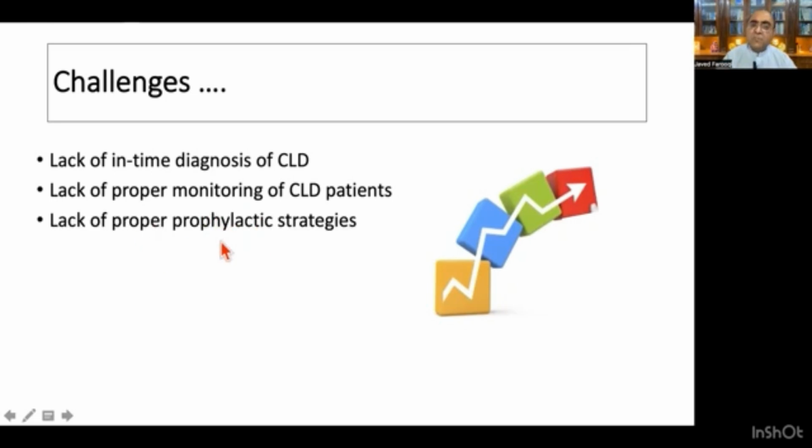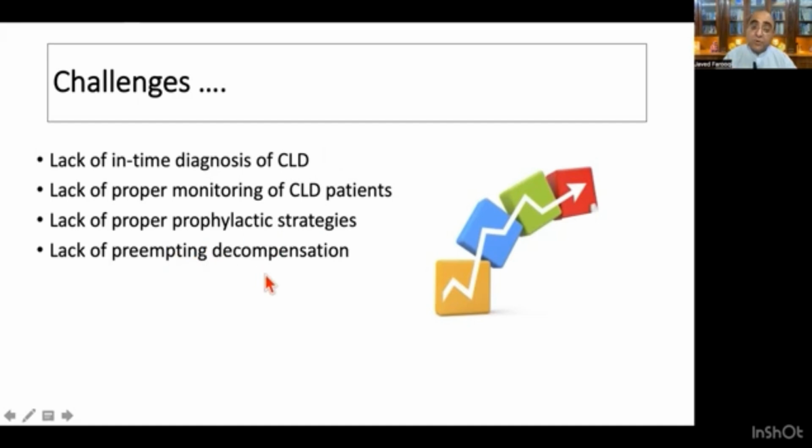The third challenge is the lack of proper prophylactic strategies. If this patient had been diagnosed with chronic liver disease, the prophylactic strategies, especially for variceal bleed, would have been initiated by his doctor years ago, and probably he would not have presented with this status of advanced portal hypertension. Lack of preempting decompensation.